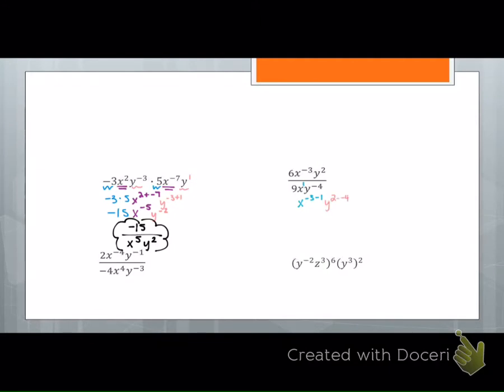What do you do with the numbers, though? What goes into both 6 and 9? So we divide top and bottom by 3. So that is 2 over 3. So then we simplify some more. So I have 2/3 x to the negative 4th. 2 negatives become a positive, so y to the 6th power.